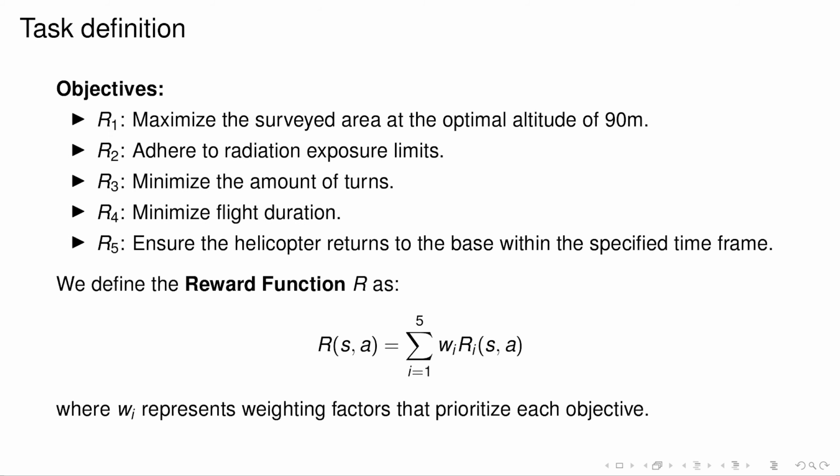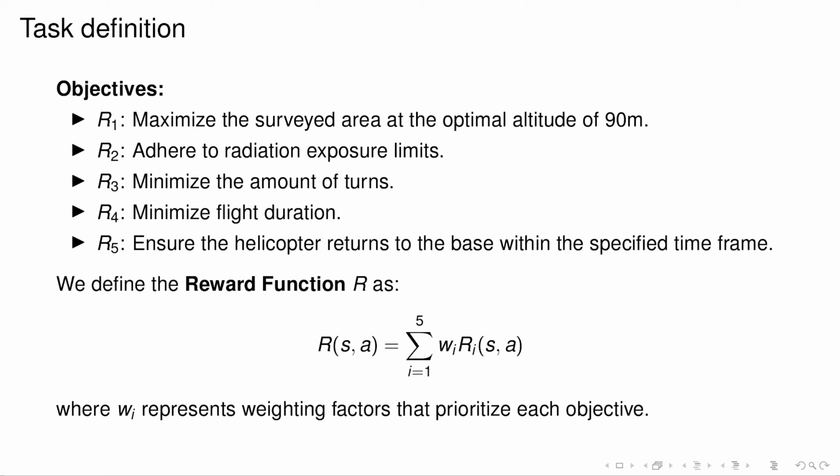On a more detailed level, it can be described using the following reward function, which is the weighted sum of R1 to R5. R1 is just what we talked about. We have to maximize the surveyed area. But now there's the additional condition that we have to stay at an optimal altitude of 90 meters above the ground. R2 is also what we talked about. We have to adhere to radiation limits.